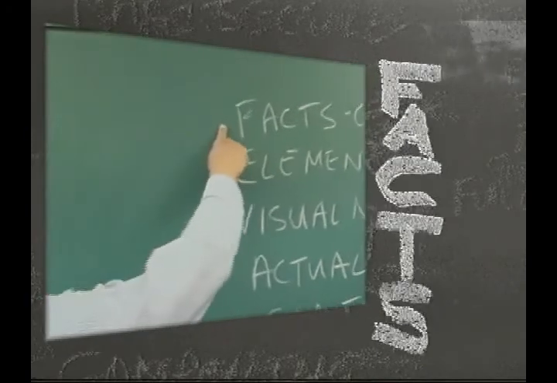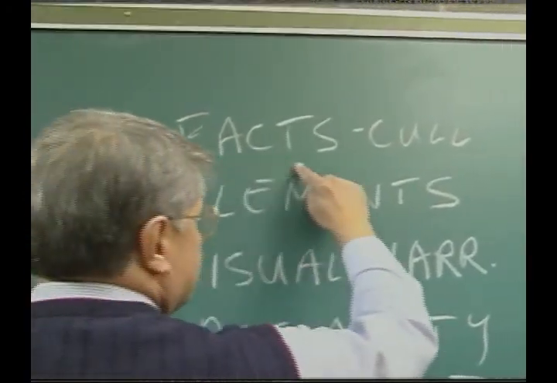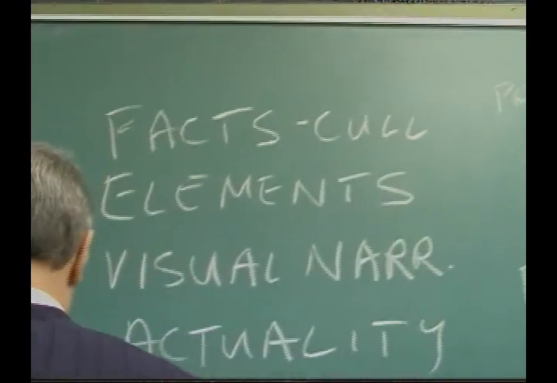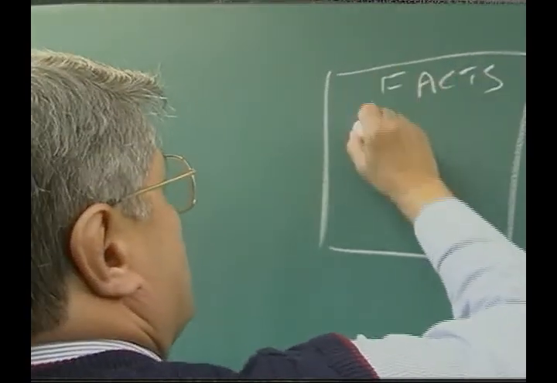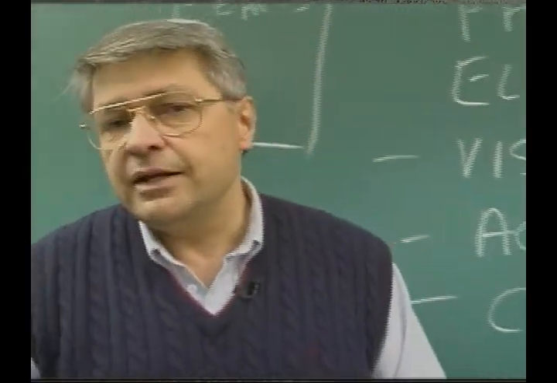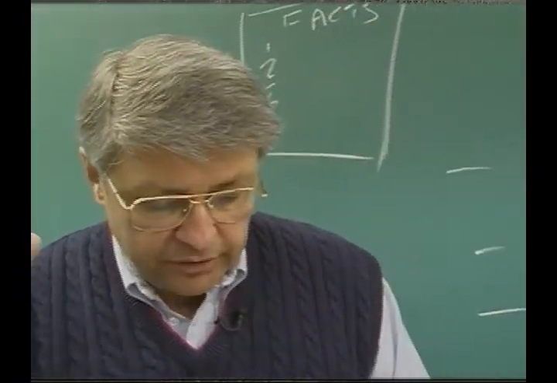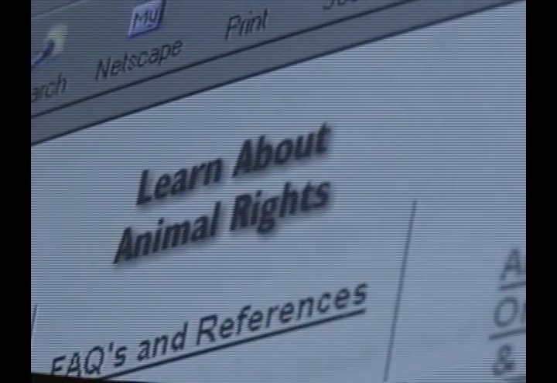You've done a whole lot of research, you've got all kinds of notes, but you're going to cull the most essential facts. You're going to make a little list up here, 1, 2, 3, 4, etc. You're going to have maybe 10 or 12 absolutely essential facts, the most interesting ones that you must get into your story.